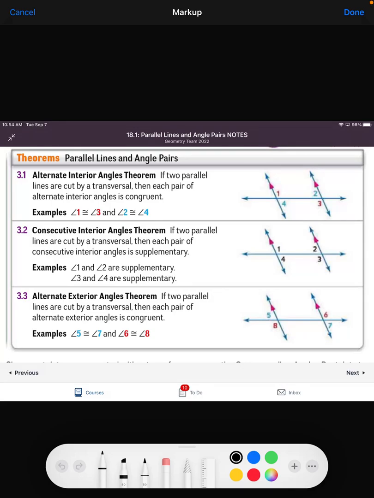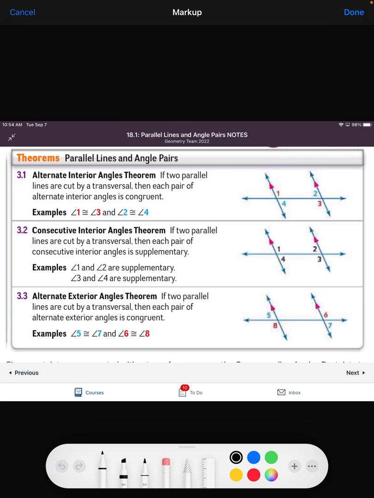In this video, we'll talk about other angle pairs that are formed by two parallel lines cut by a transversal. The first one we'll discuss is alternate interior angles. The alternate interior angles theorem tells us that if two parallel lines are cut by a transversal, then each pair of alternate interior angles is congruent.